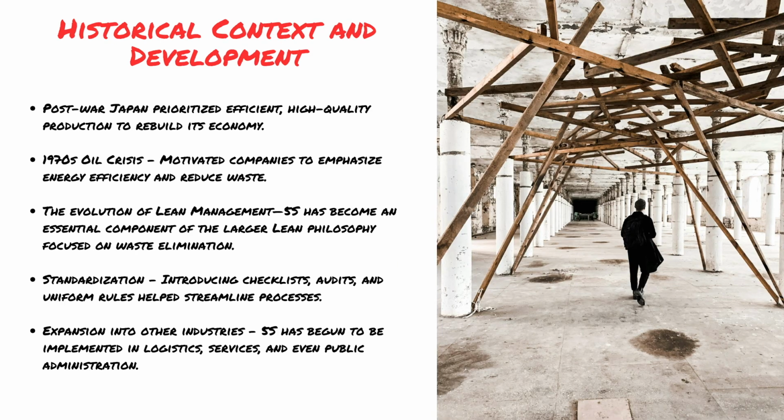When Japanese companies began achieving global success, Western industries started investigating the source of their competitive advantage. In the 1970s, during the oil crisis, efficiency became a top priority for companies worldwide. Japanese management methods, resource-efficient, well-structured, and highly repeatable, began to be viewed as ideal solutions for challenging economic conditions.